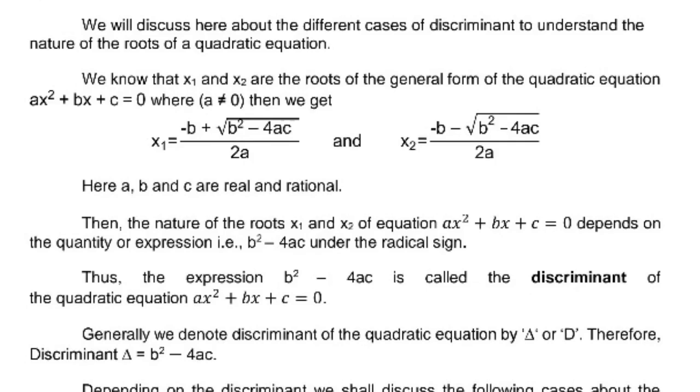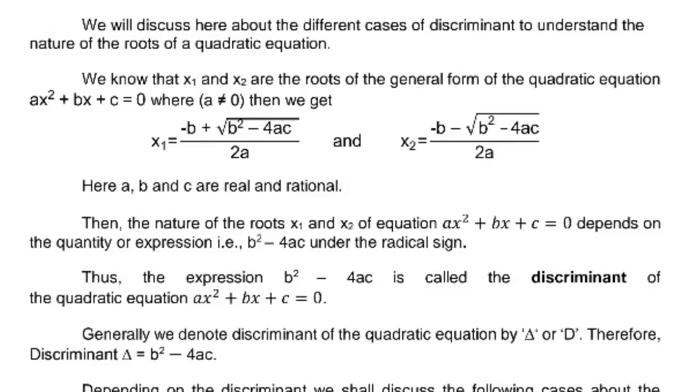Now we will discuss here about the different cases of discriminant to understand the nature of the roots of a quadratic equation. So we know that x sub 1 and x sub 2 are the roots of the general form of the quadratic equation, ax squared plus bx plus c equals 0, where a should not be equal to 0. Then we get x sub 1 equals negative b plus square root of b squared minus 4ac over 2a, and x sub 2 equals negative b minus square root of b squared minus 4ac over 2a.